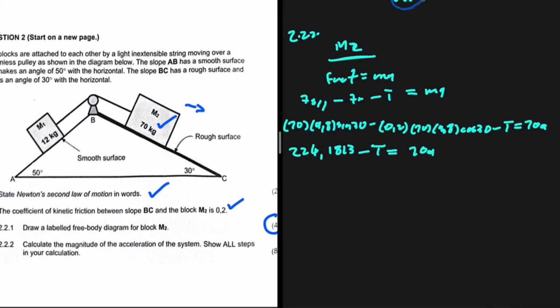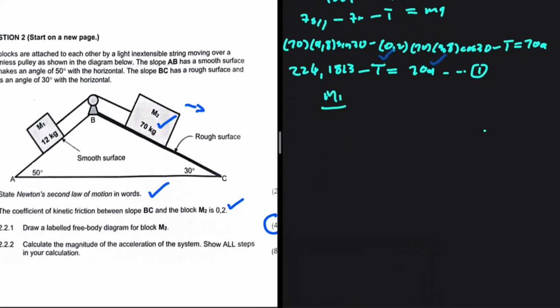As you can see, we have 2 variables but 1 equation. We need 2 equations. Let's name this equation 1 and set up our equation 2. We're going to find equation 2 using M1. Let's draw a free body diagram for M1. We have the weight, obviously. We have the tension, which is pulling it up the incline.